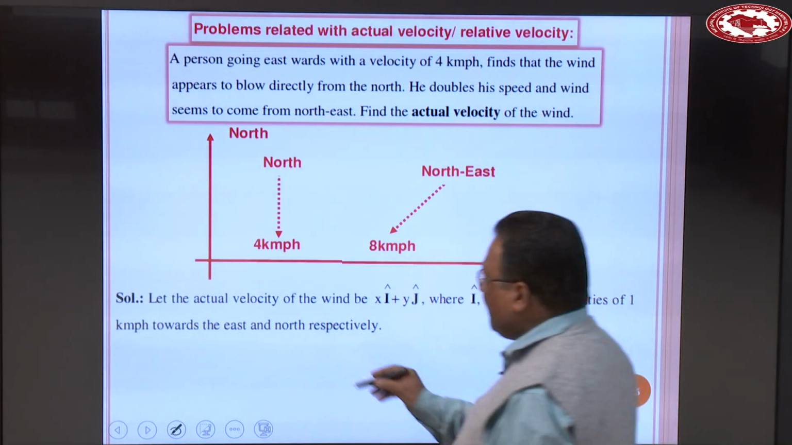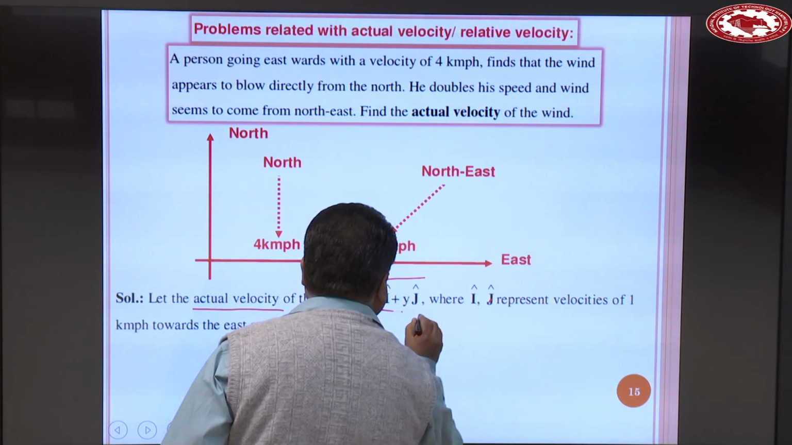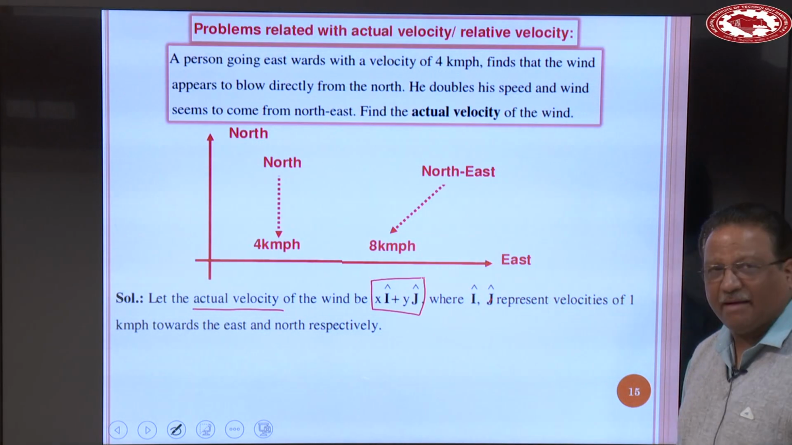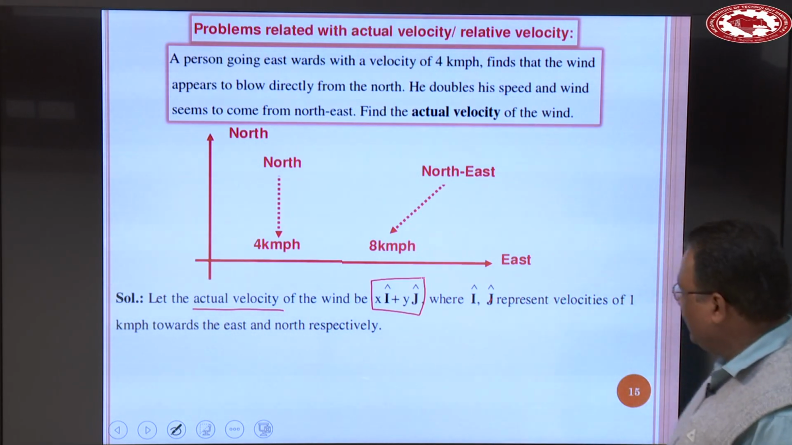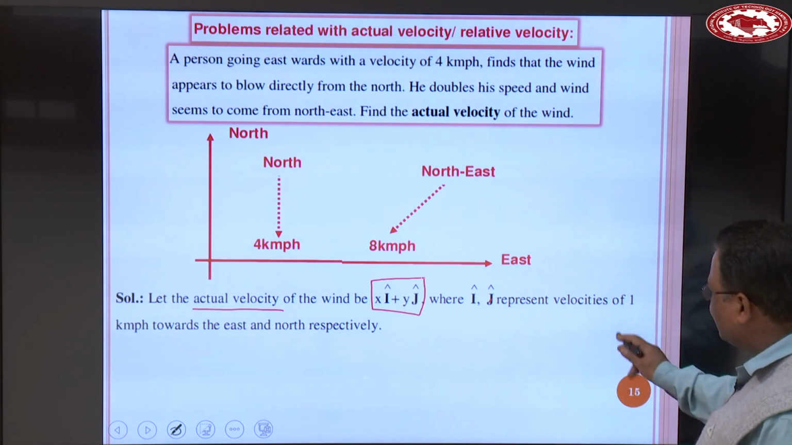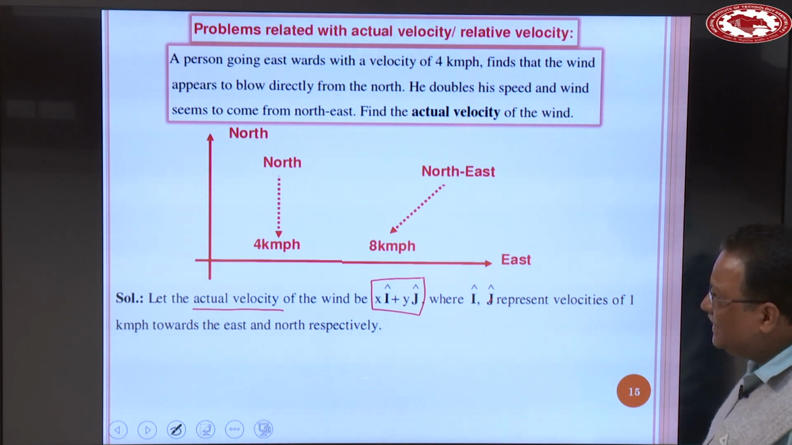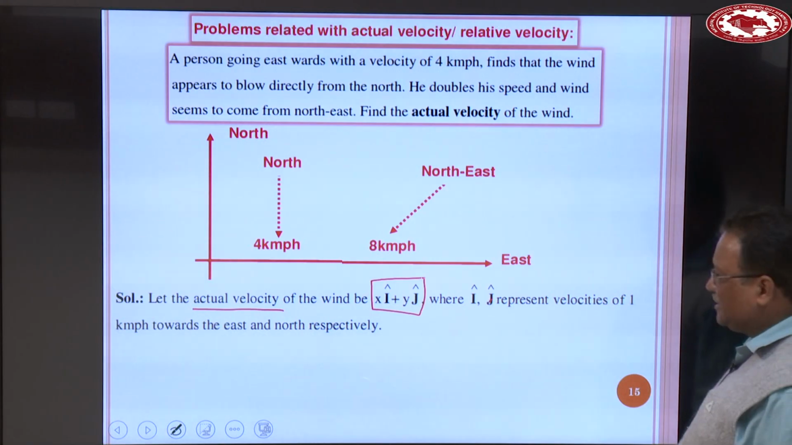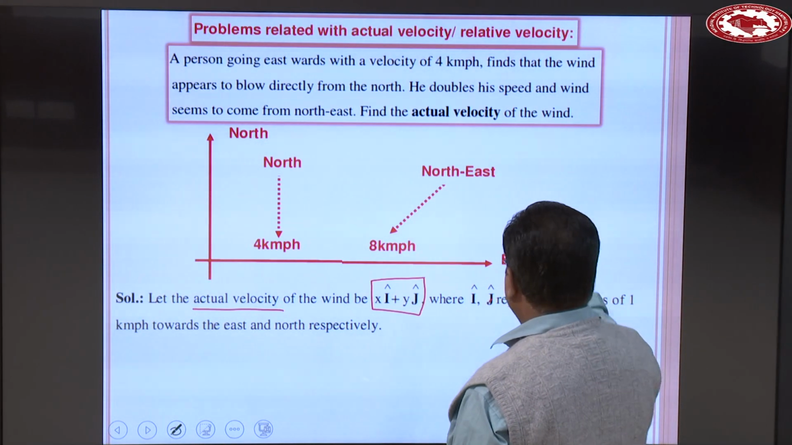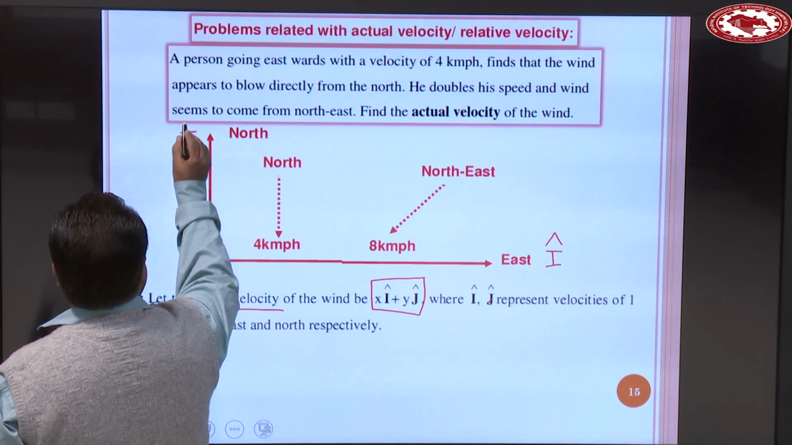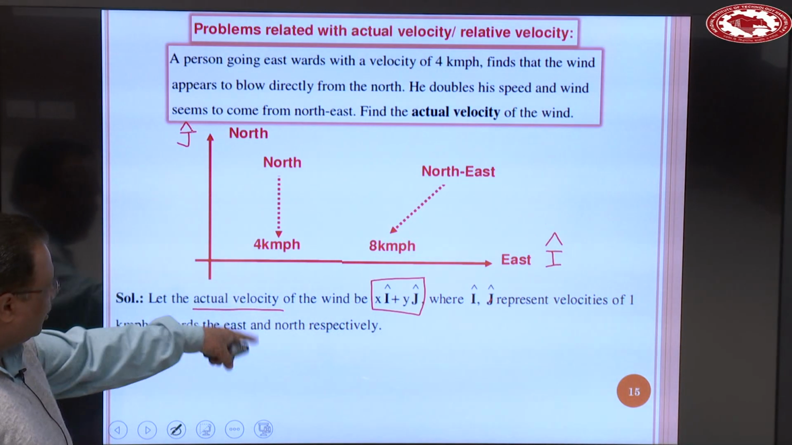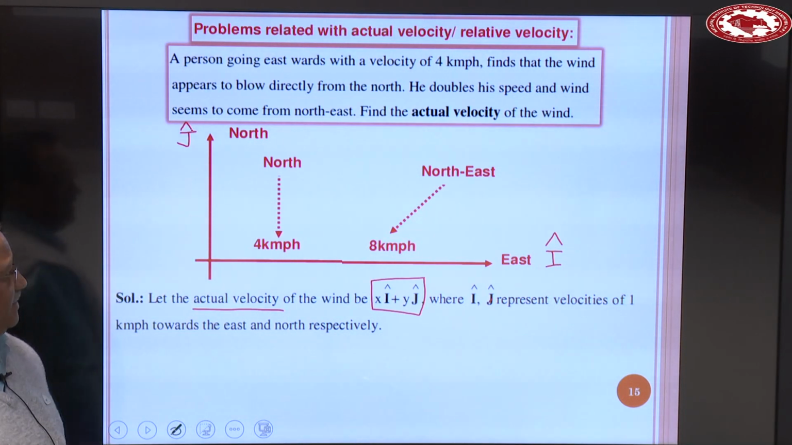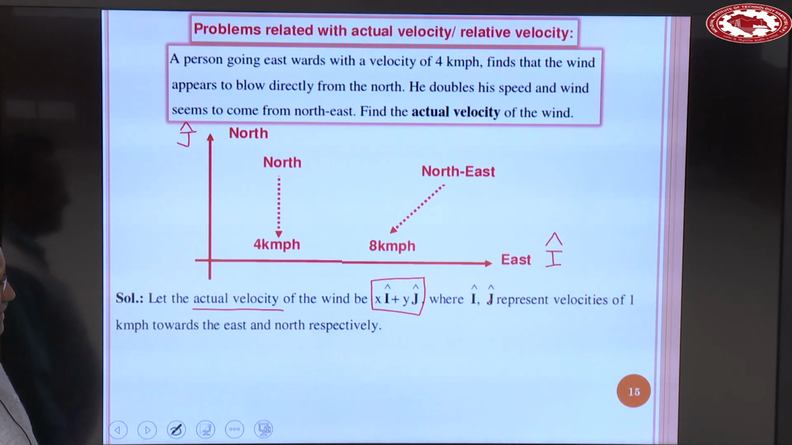So let us suppose that the actual velocity of the wind is xi cap plus yj cap. So ultimately the purpose is to evaluate the value of x and y. Now where i cap and j cap represent the velocities of 1 km/h towards the east and north respectively. So in this direction i cap, and in this direction j cap. Clear? So i cap represents the velocity of 1 km/h towards the east, and j cap towards the north.